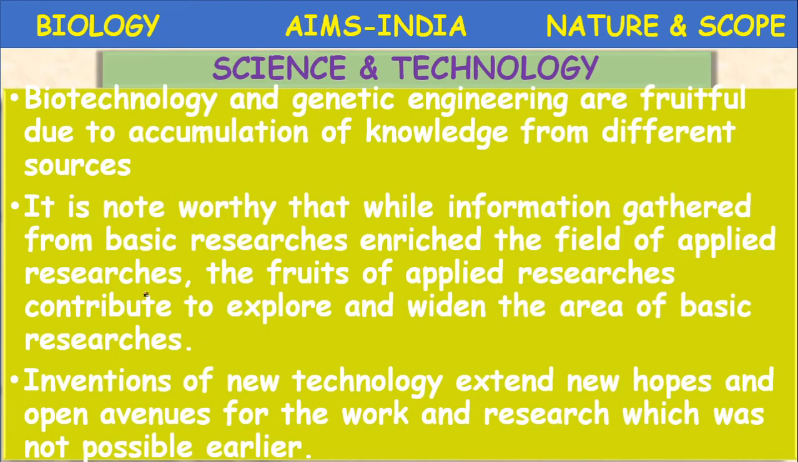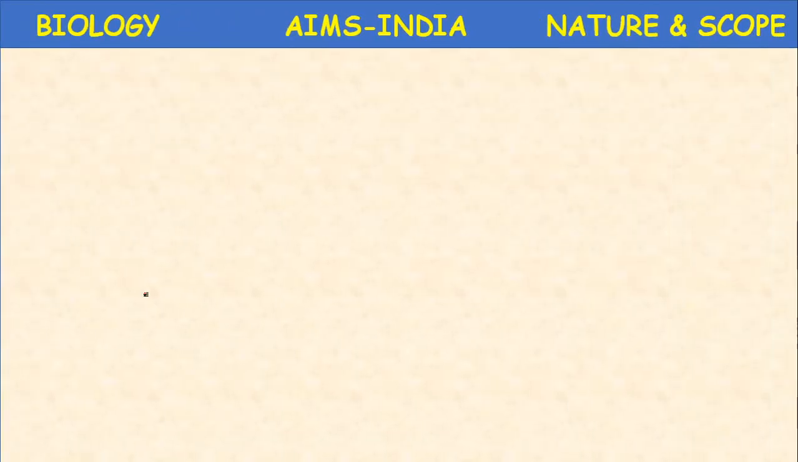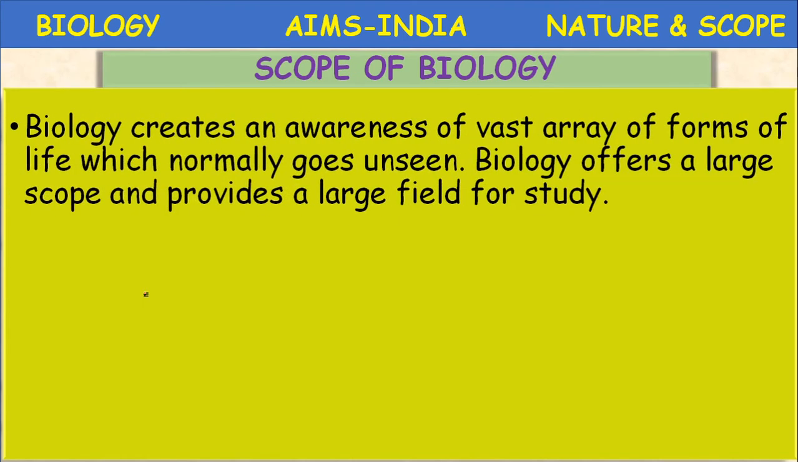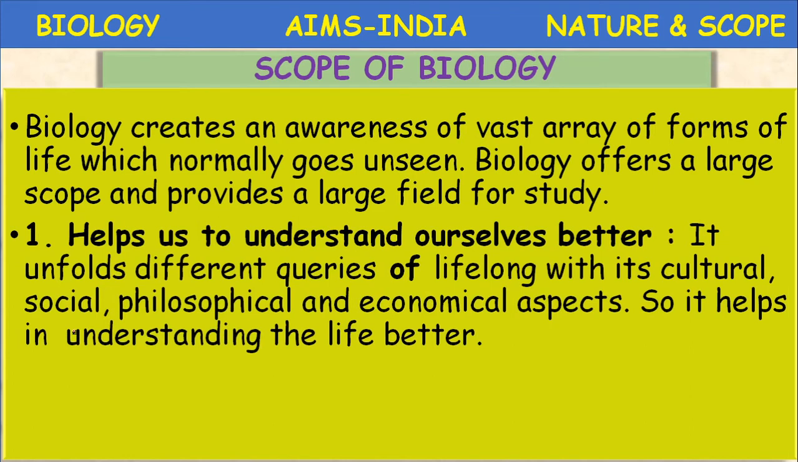Okay. Next, scope of biology. So there is a vast scope in biology. Biology creates an awareness of a vast array of forms of life which normally go unseen. Biology offers a large scope and provides a large field for study. Okay, the scope of biology is unlimited.